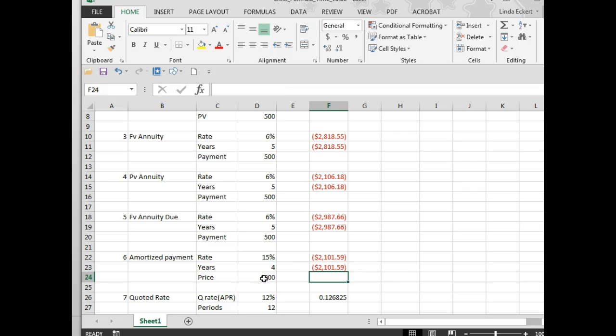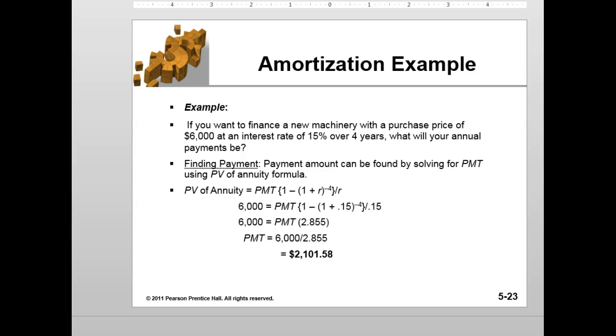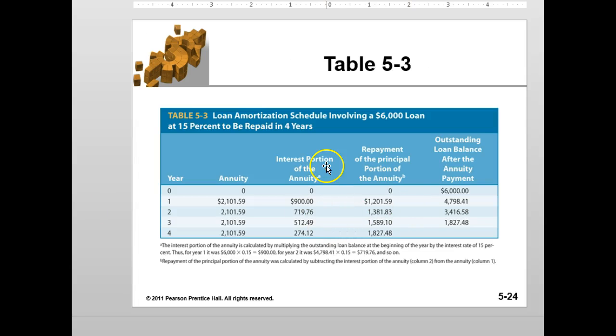And that will give me the payment for it of $2,101. As you can see, that's a really nice way to do it. It's very quick and simple. So as you can see, now here is the thought here. You have $6,000. You are going to make equal payments for 4 years.